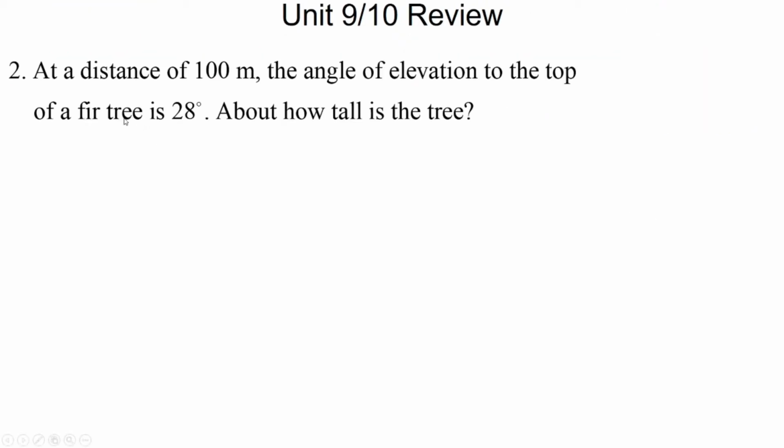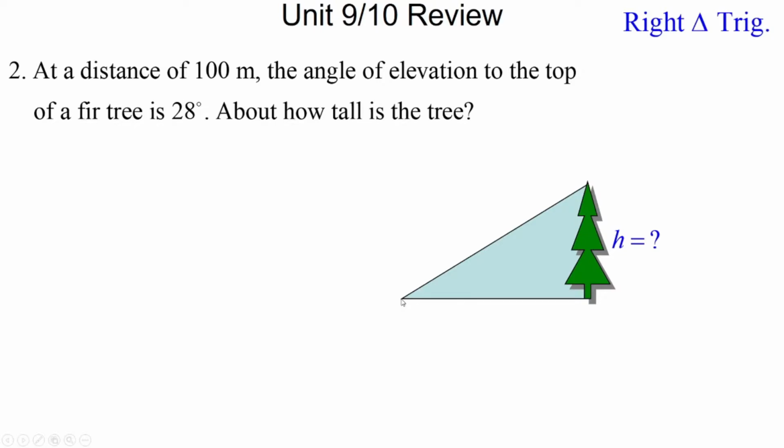Okay, now here's your story problem. At a distance of 100 meters, the angle of elevation to the top of a fir tree is 28 degrees. So they want you to diagram this. So here's my fir tree right here. And we are 100 meters from the fir tree, apparently on perfectly flat ground, by the way. So we're standing right here. And this distance to the fir tree is 100 meters, all right?